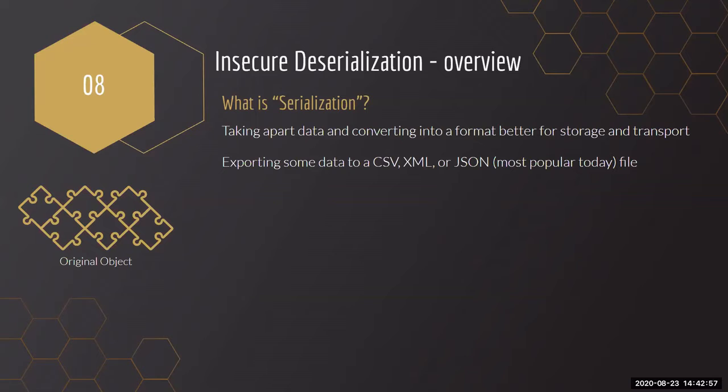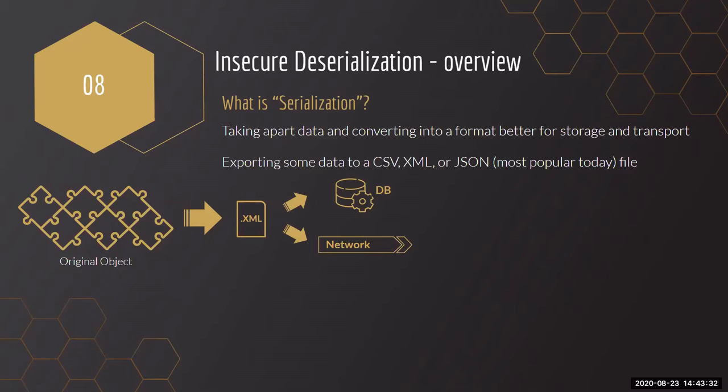So, for example, you have your original object represented here by some puzzle pieces. In your code, you want to export that data to an XML. So you use a certain method, depending on the programming language you're using, to export it to an XML file on the file system. And that file can be stored in a database, it can be stored in memory, or it could be transferred over the network. Like I said, it's serialized for storage or transport purposes.